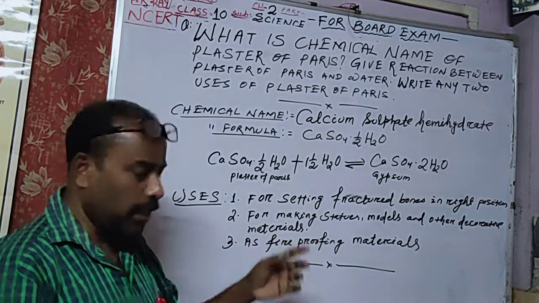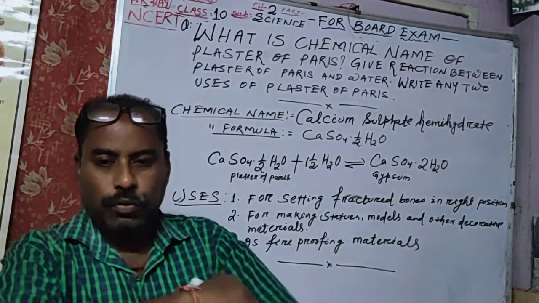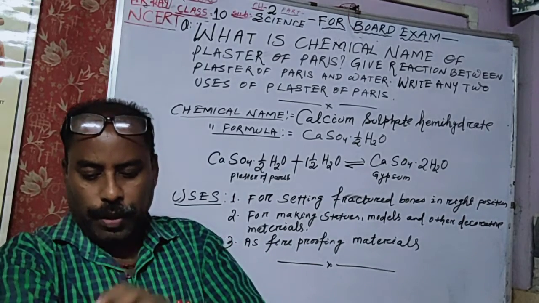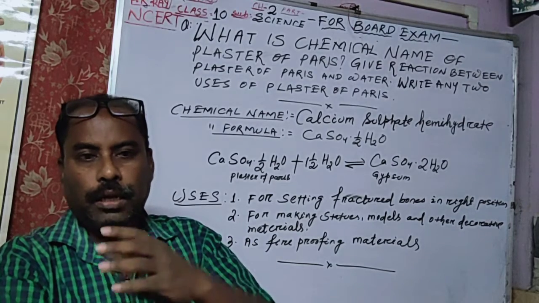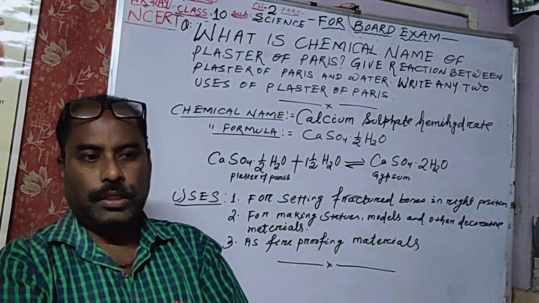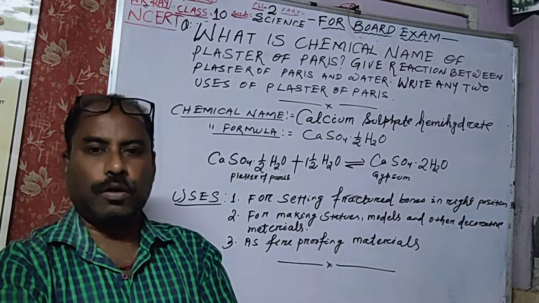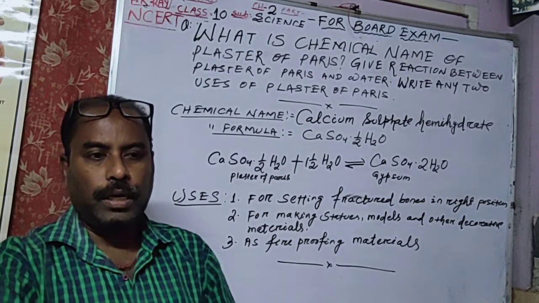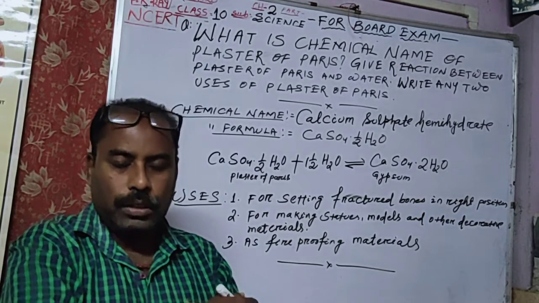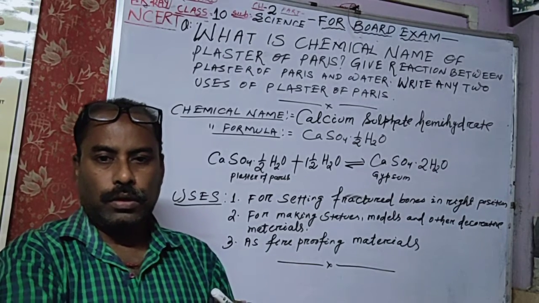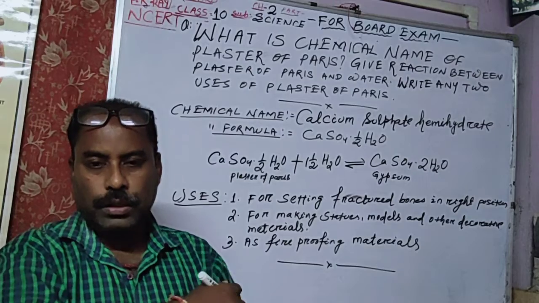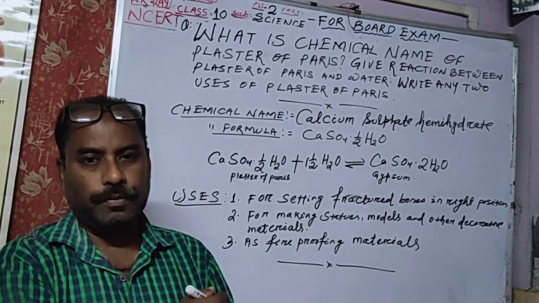So we put the white bandage outside, some powder is kept and water is given, then it becomes a solid structure. That solid structure becomes very heavy and very strong, so that we cannot move our hand. By using a sling we keep the hand like that. In this way the bones get set.